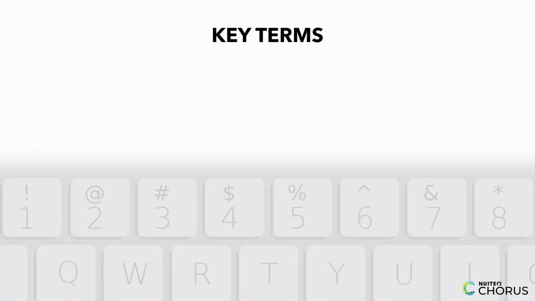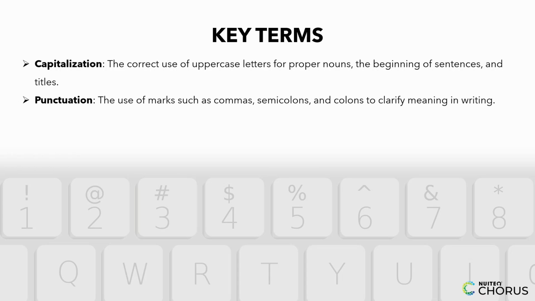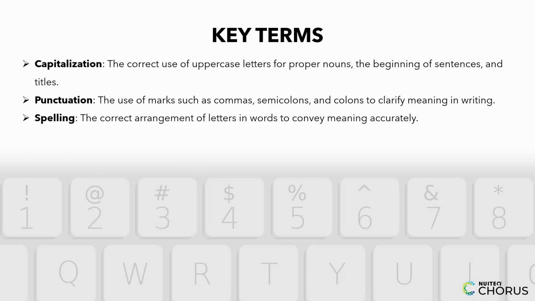Before we get into examples, let's define some key terms. Capitalization: the correct use of uppercase letters for proper nouns, the beginning of sentences, and titles. Punctuation: the use of marks such as commas, semicolons, and colons to clarify meaning in writing. Spelling: the correct arrangement of letters and words to convey meaning accurately.